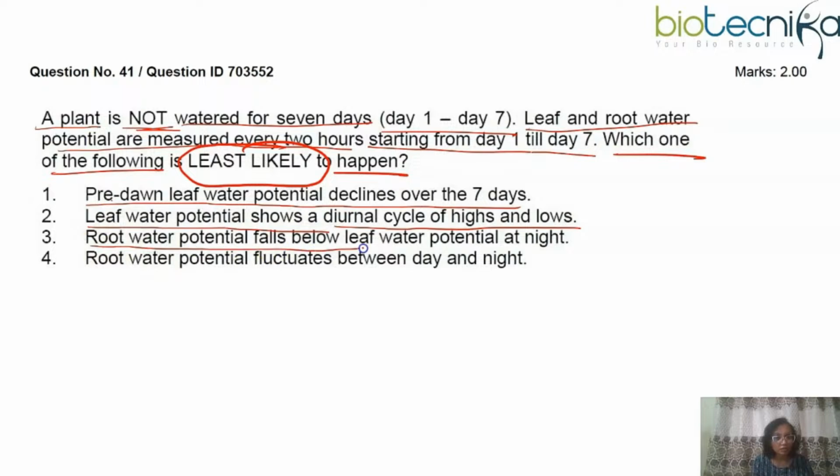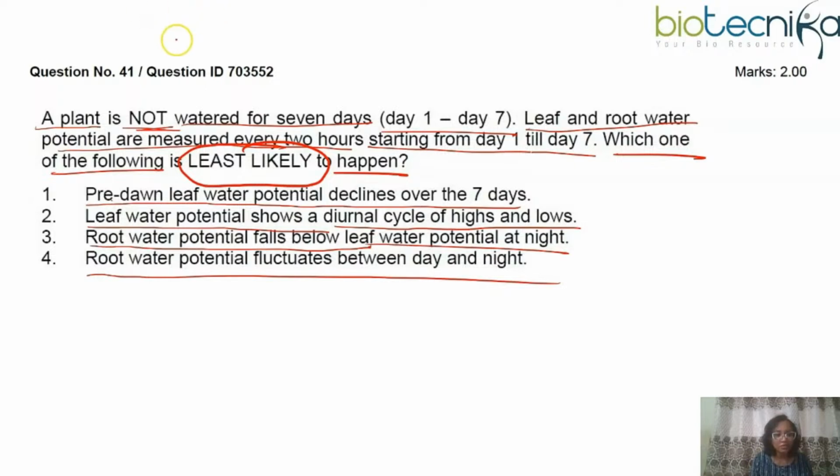Root water potential falls below leaf water potential at night. Root water potential fluctuates between day and night. Okay. Now to answer this question, you should know the concept of water potential. In very layman's terms, water potential is the available water. Of course, it's not as simple as that, but if you don't know the concept of water potential, you can think of it this way. It is the available water, right?